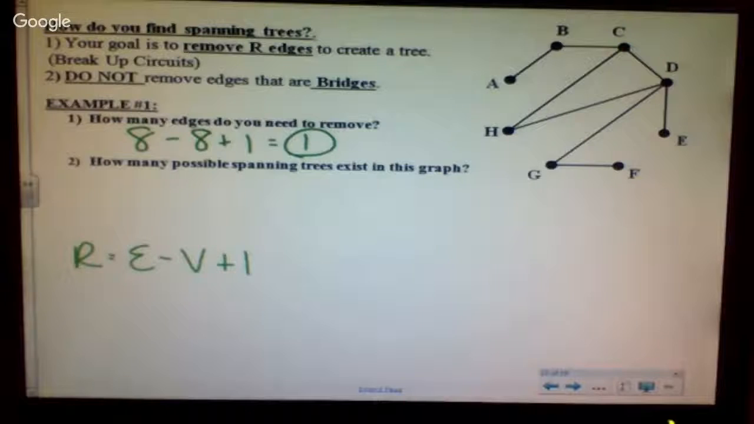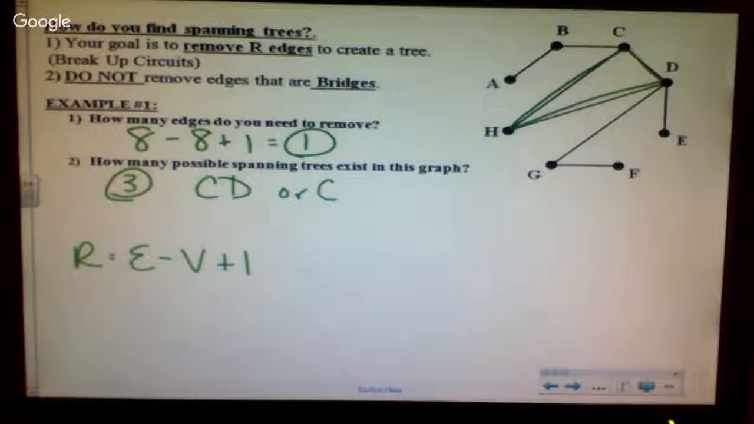We then said, how many possible spanning trees exist in this graph? Well, I've got one circuit with 3 edges. I can remove any one of those 3 edges, and it now becomes a spanning tree. So I had 3 options. I could remove CD, CH, or HD. This is the simple one where you only have one circuit.